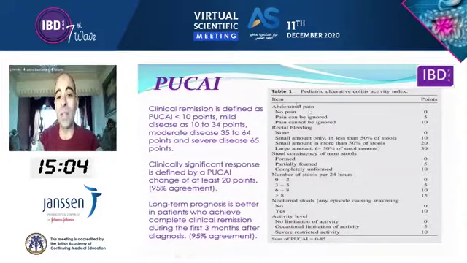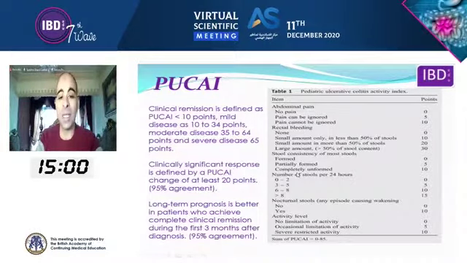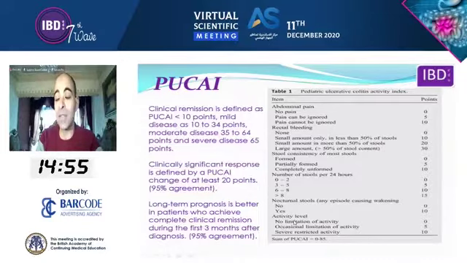This is the pediatric UC activity index we can use to assess activity in pediatric UC, depending on different criteria: abdominal pain, bleeding, stool consistency, number of stools per day, nocturnal stool, and the activity level of the patient, no limitation of activity, occasional limitation, or severely restricted activity.